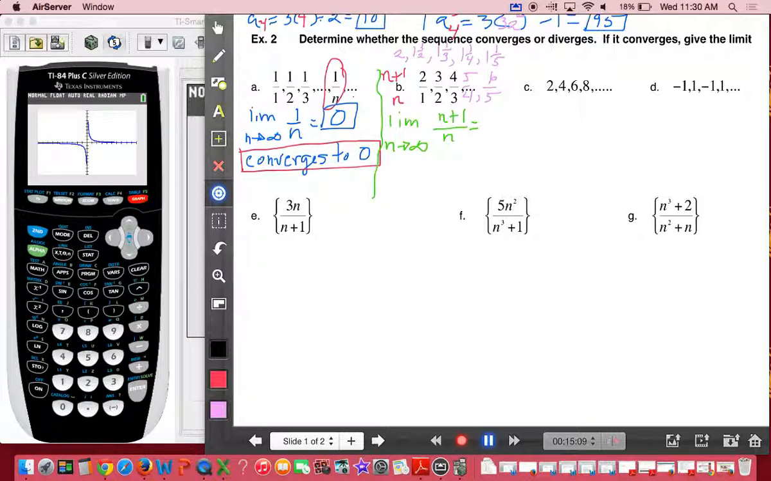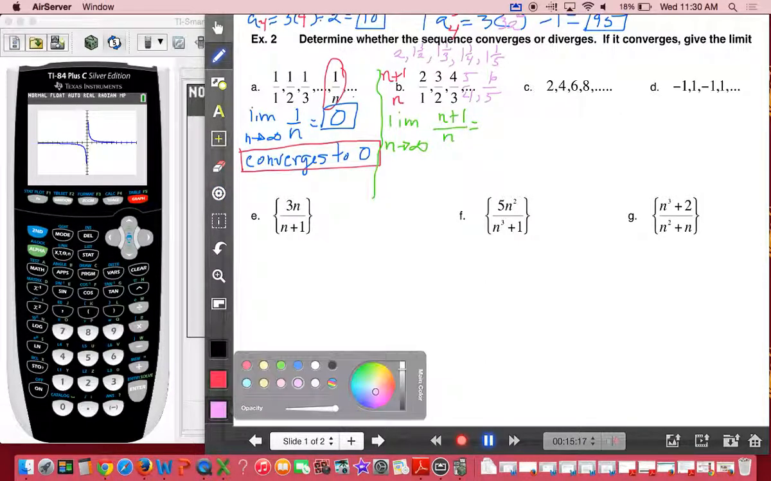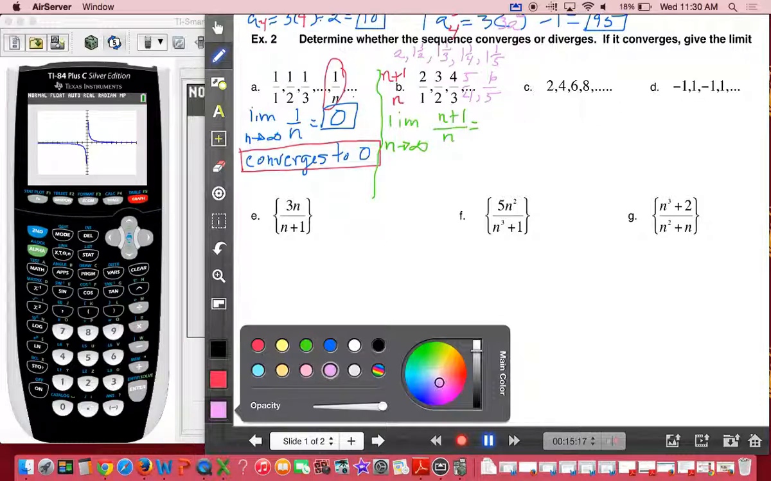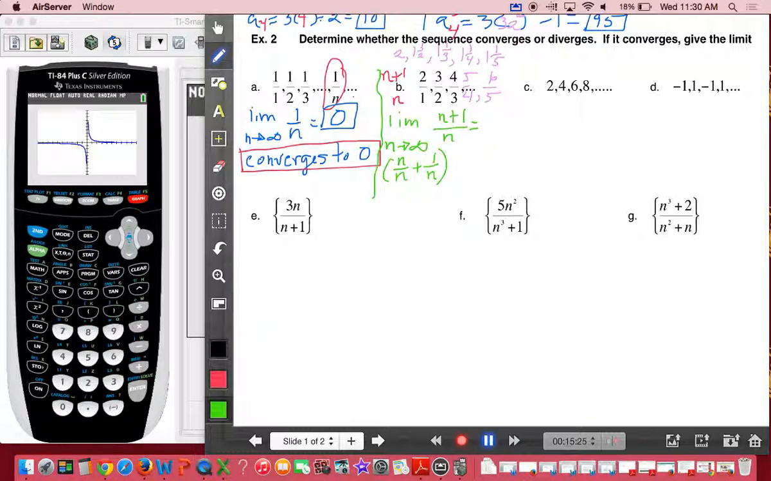And so we can actually tear this apart. If you have a monomial in the denominator, you can divide each of the terms in the numerator by that monomial. So let's look at what that looks like for our limit. That would be n over n plus 1 over n. What does n over n equal? There's where the 1 comes from.